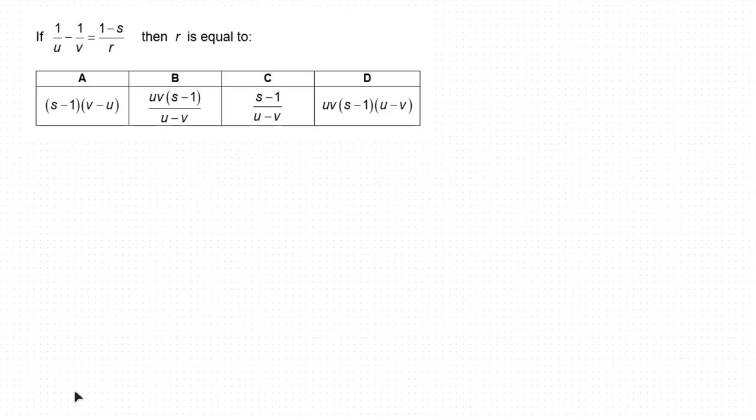Right, so in this question, it's a traditional change the subject of the formula. We've got 1 over u minus 1 over v equals 1 minus s over r, and we've got to make r the subject of the formula. So r is going to be equal to one of those.